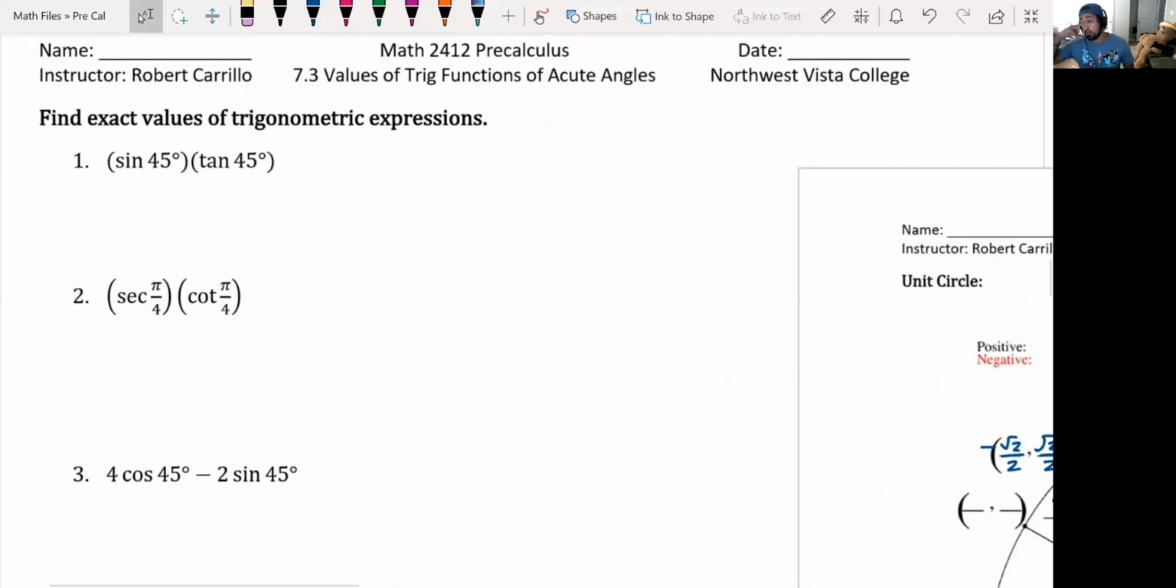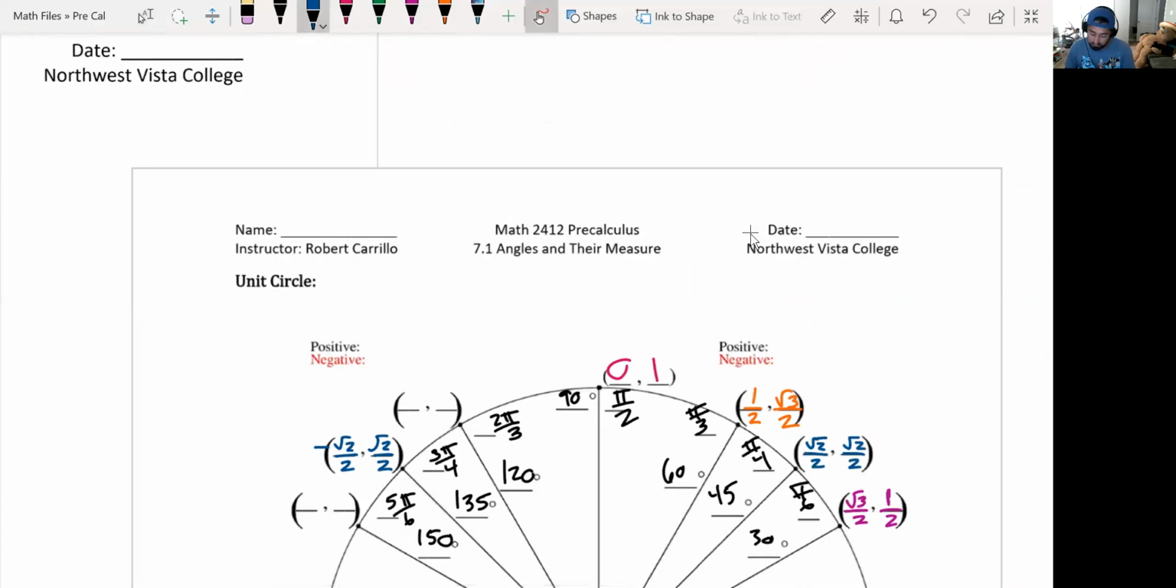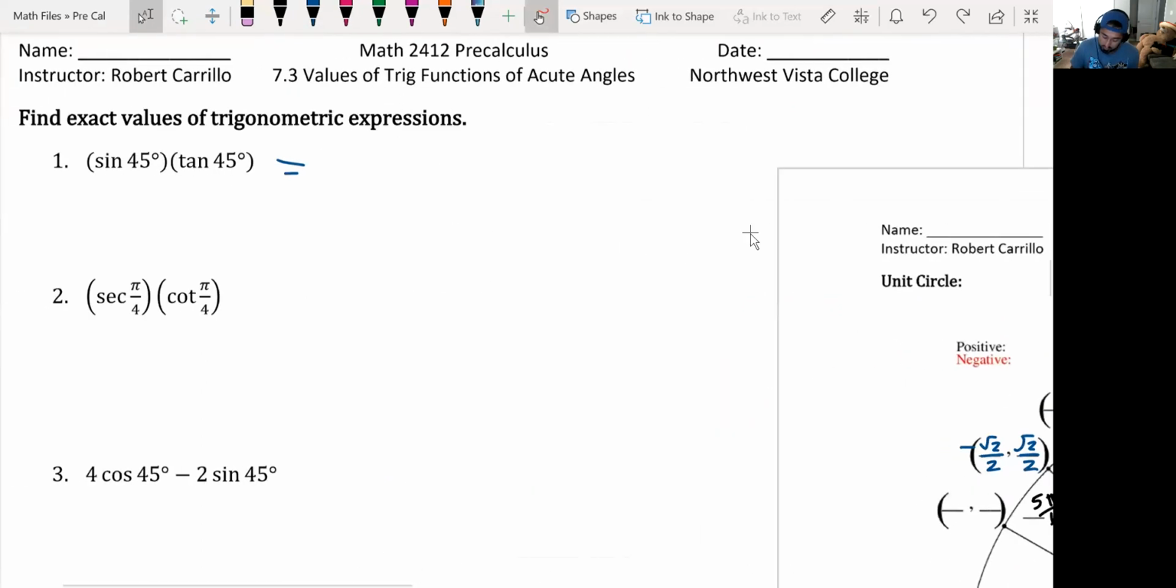So this is how it's going to work. For the first one, it says sine of 45 times the tangent of 45. So we reference the unit circle. First, we look at the sine of 45 degrees. Here's 45, and sine outputs the y values. So we should put square root of 2 over 2. Sine of 45 degrees is square root of 2 over 2.